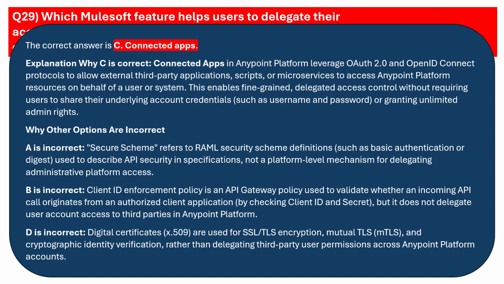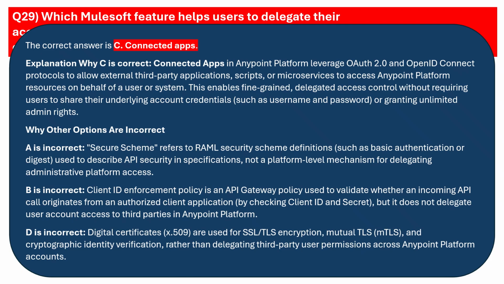Why other options are incorrect? A is incorrect. Secure Scheme refers to RAML security scheme definitions, such as basic authentication or digest, used to describe API security in specifications, not a platform-level mechanism for delegating administrative platform access. B is incorrect. Client ID Enforcement Policy is an API gateway policy used to validate whether an incoming API call originates from an authorized client application by checking client ID and secret, but it does not delegate user account access to third parties in Anypoint Platform.